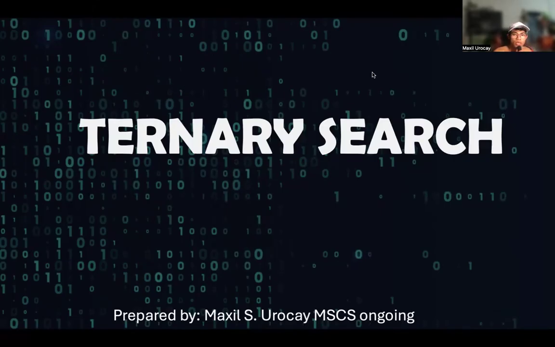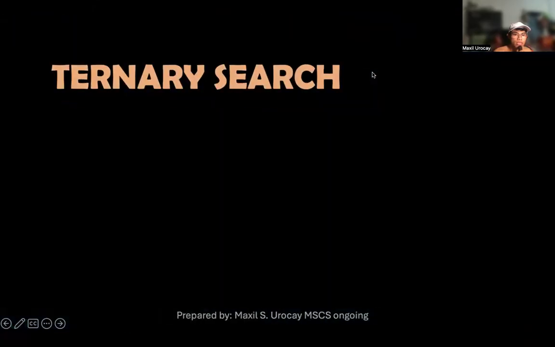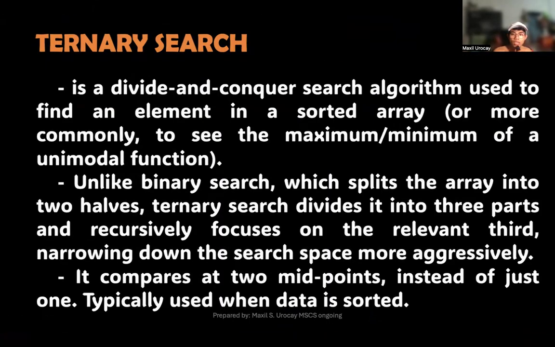So let's actually start. Ternary search is a divide and conquer algorithm, used to find an element in a sorted array, or more commonly to find the maximum or minimum of a unimodal function. Unlike binary search, which splits the array into two halves, ternary search divides it into three parts and recursively focuses on the relevant third, narrowing down the search space more aggressively.